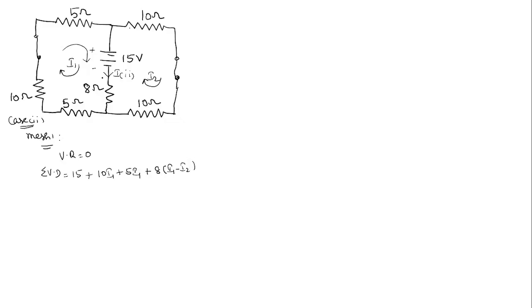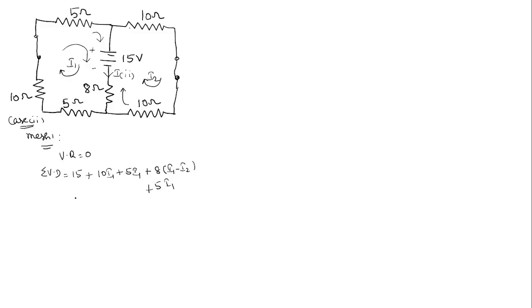Why? Because we have assumed these two currents in the clockwise direction. From mesh 1, I1 will be flowing downwards through this 8 ohm, and I2 will be flowing in the upward direction. Both the currents are in opposite directions, so the net current will be either I1 minus I2 or I2 minus I1. While writing for mesh 1, we consider it as I1 minus I2, while for mesh 2, we write it as I2 minus I1. Next, the current through this 5 ohms resistor is I1 again, so the drop is 5 into I1.